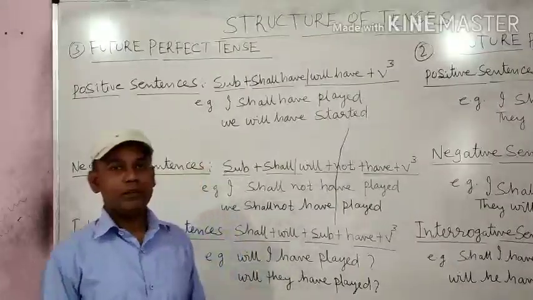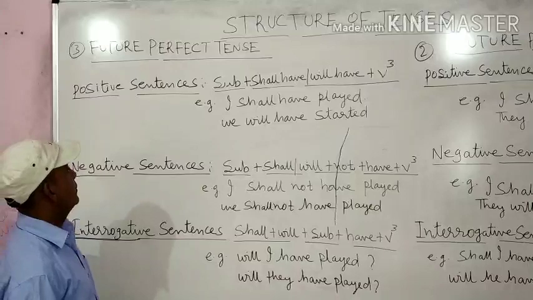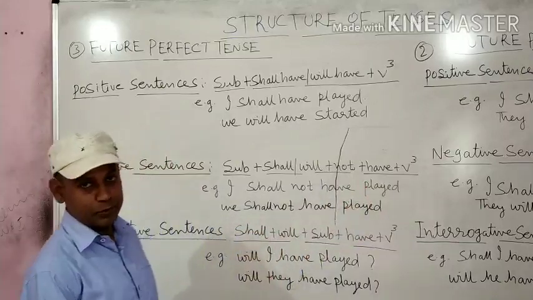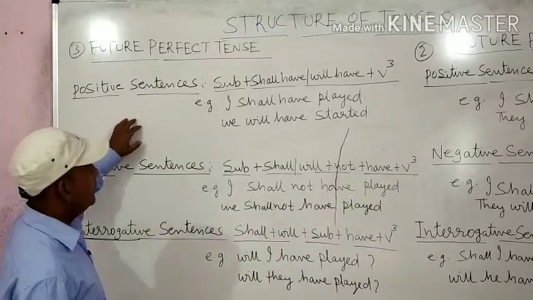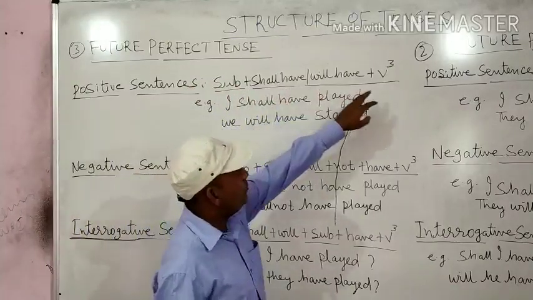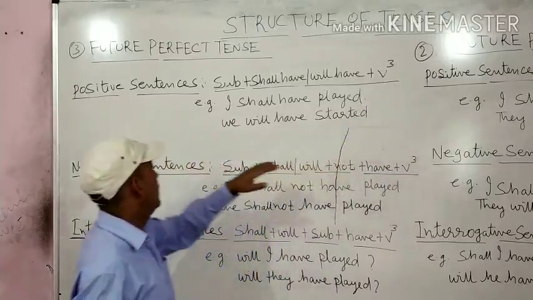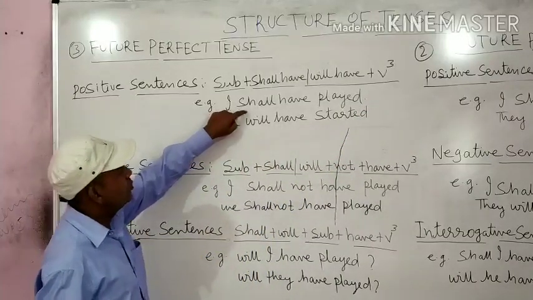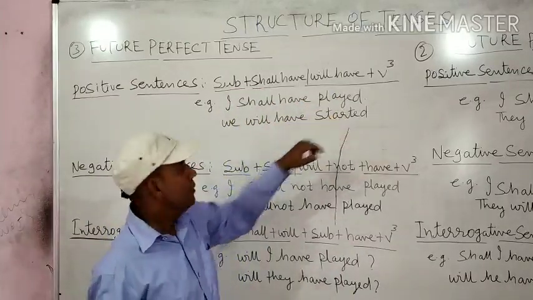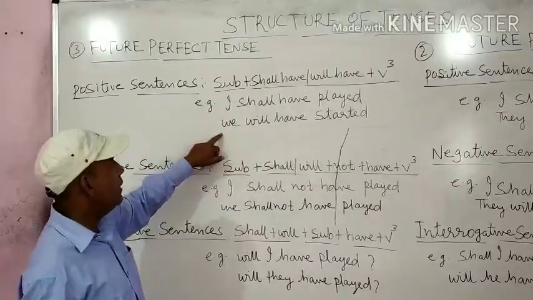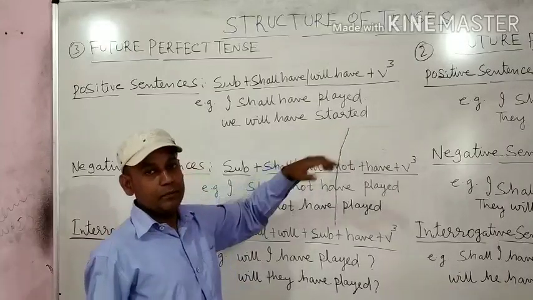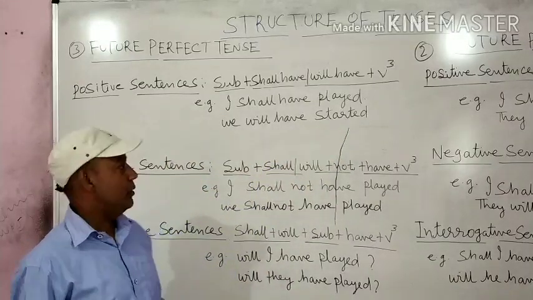Okay, now we will see the structure of the future perfect tense. Future perfect tense means any activity which will be completed in the near future. For example, if we have a positive sentence, we first take the subject. We can say shall have or will have, and we take the third form of the verb. For example, here I is the subject. I shall have, and the third form of the verb is played. I shall have played. And if the subject is plural, we will say we will have started. This is talking about an activity which will be happening in the future.